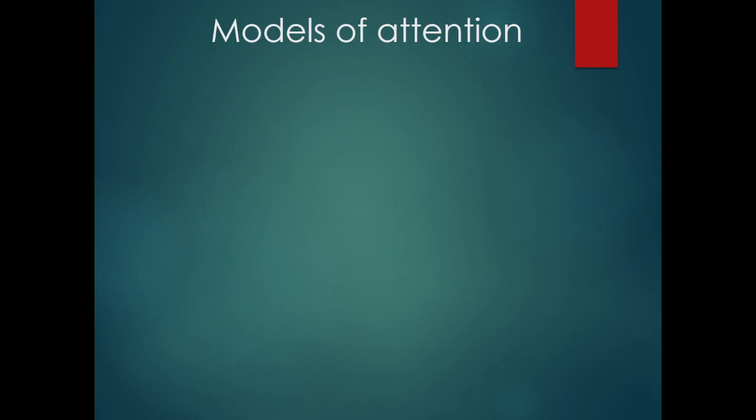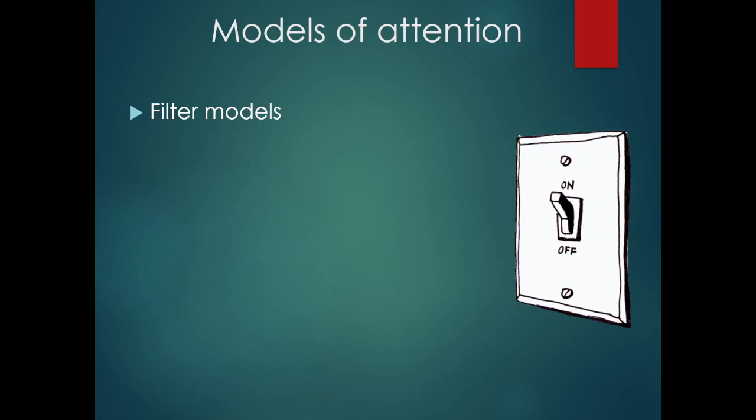All right, so we have different models to account for how our attention system works. The first one is called a filter model, and it's a lot like an on-off switch. The model says that any unattended stimuli, anything that you're not paying attention to, is like the light is in the off position for that. You just literally are not processing that information at all. All attention is focused on whatever the stimulus is that you have chosen to place your attention on.